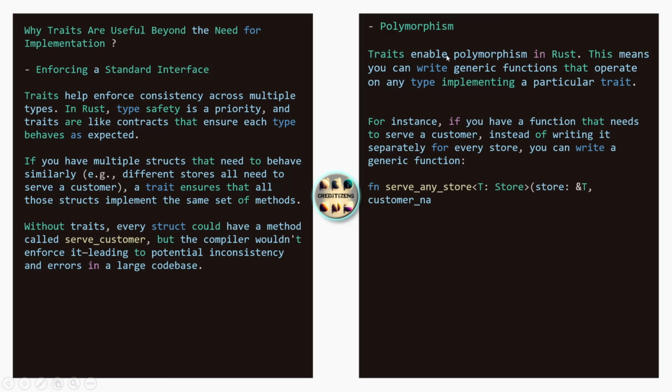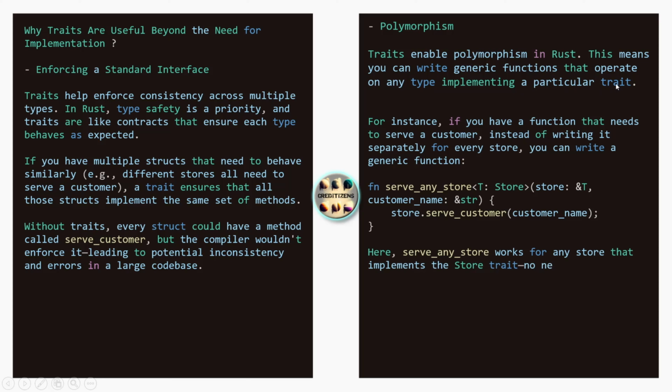Polymorphism. Traits enable polymorphism in Rust, which means you can write generic functions that operate on any type implementing a particular trait. So that's what is powerful here, what we've seen in the previous video. Using generics, you can pass in a function any type, custom type or normal types. And here you can combine it with traits. So those implementations will be even more flexible. For instance, if you have a function that needs to serve a customer, instead of writing it separately for every store, you can write a generic function.